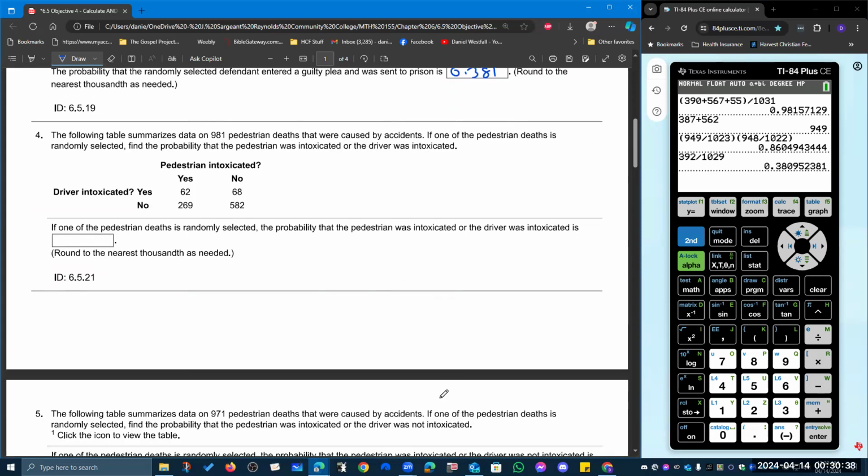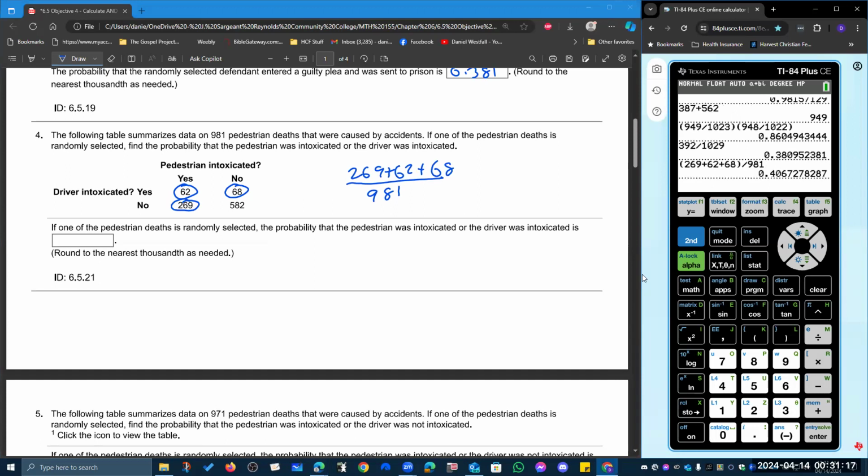Okay, different kind of chart now. There's 981 pedestrian deaths that were caused by accidents, and we want to know the probability that the pedestrian was intoxicated or the driver was intoxicated. So pedestrian intoxicated, yes, or driver intoxicated, yes. So 981, 269 plus 62 plus 68 in the numerator divided by 981 in the denominator is 0.407.